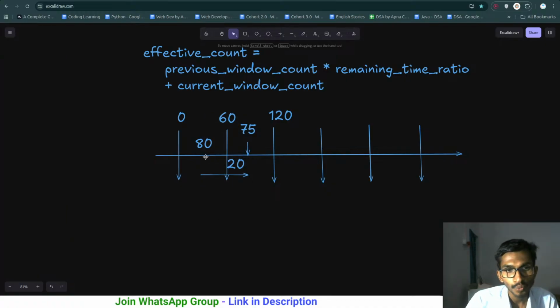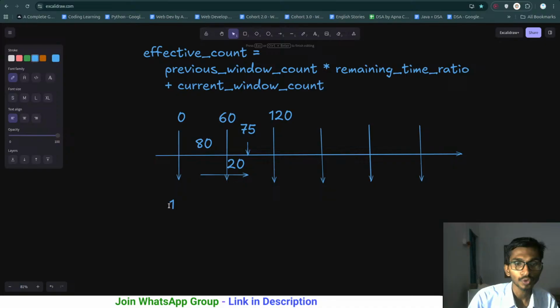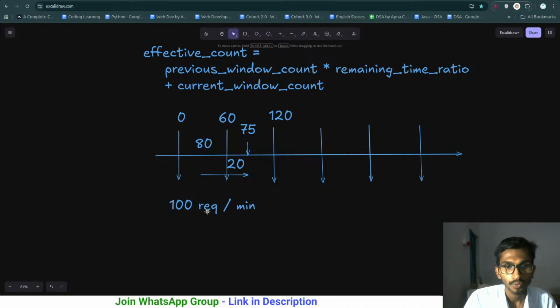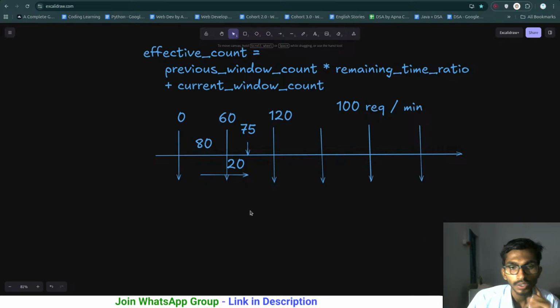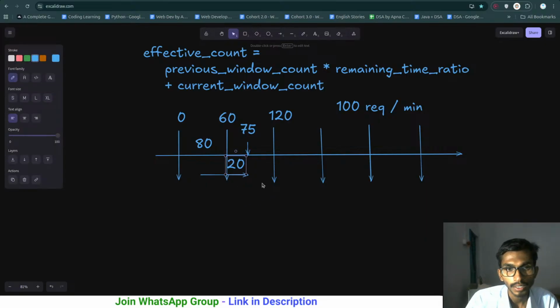So what do we have to do? We have to get the number of requests that are old, and the most important thing is to get the number of requests from the previous window that are still active, right? Ultimately in total we have 100 requests allowed. So 100 requests are allowed in 1 minute. This is the limit that we have. Once we have this limit and we have 20 requests in the current window, then what do we have to do?